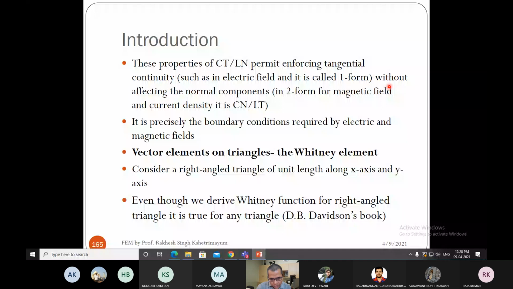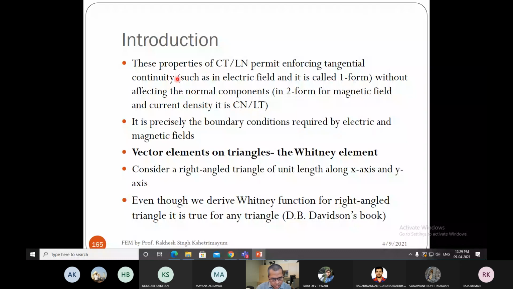In the two form, if you want to find the magnetic field, we call this the two form. In the two form, it is constant normally and linear tangentially. What is the boundary condition of the magnetic field? The normal component of the magnetic field is continuous. What is the boundary condition on the electric field? The tangential component of the electric field is continuous. So we go for constant tangential and linear normal for the one form. For the two form, we go for constant normal and linear tangential. Whatever we have considered is for the one form, and this is what we are going to discuss in this class. So basically, this satisfies the boundary conditions for the electric field and magnetic field.